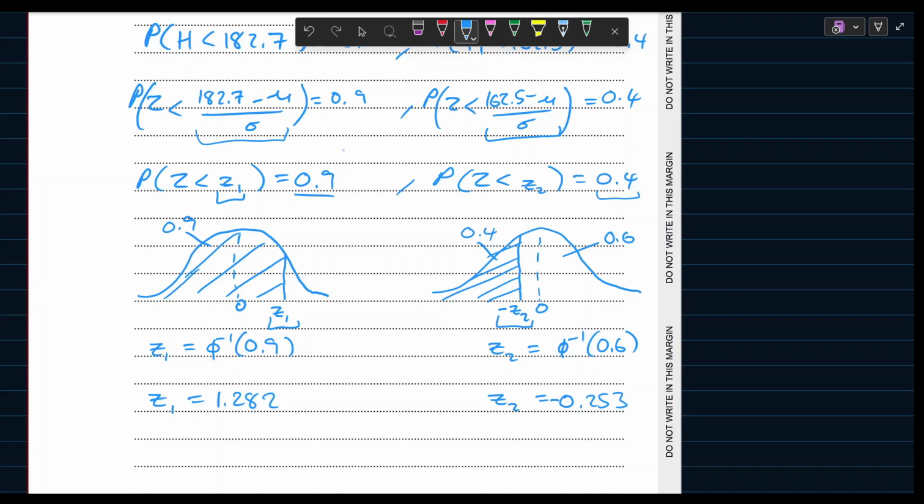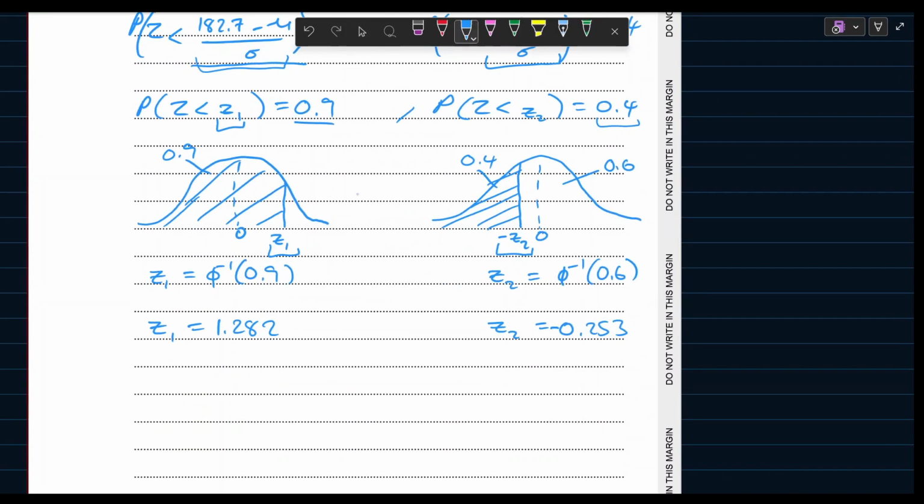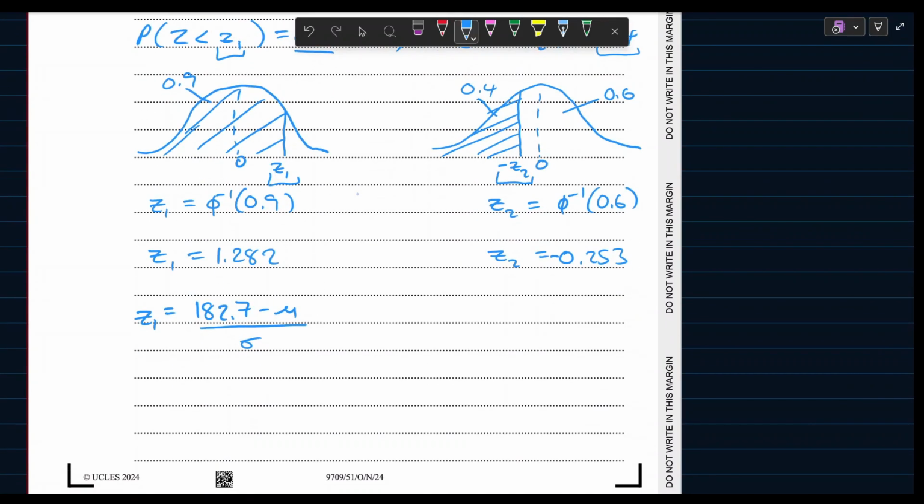Okay, so once we've done that, I want you to take note that z1 is just a placeholder for this expression over here. So in other words, z1 is equal to (182.7 minus mu) over sigma. Okay, so we can say that 1.282 is equal to (182.7 minus mu) over sigma, which we can multiply through by sigma to make it linear. So 1.282 sigma is equal to 182.7 minus mu. All right.